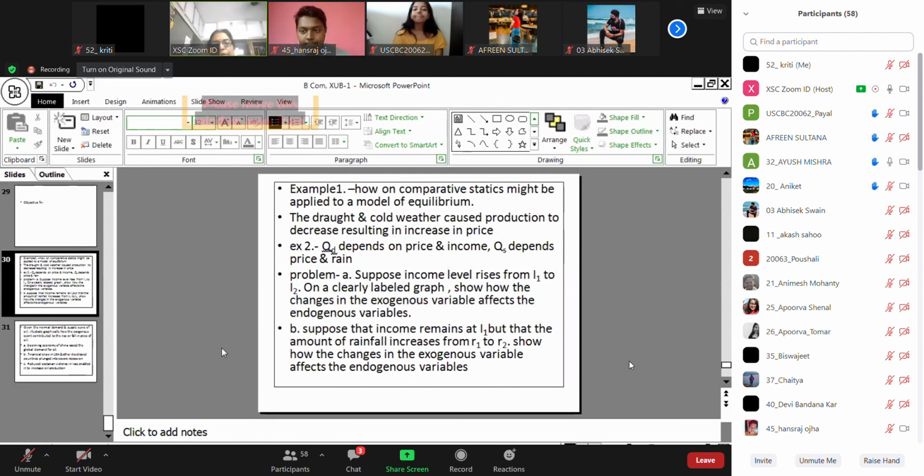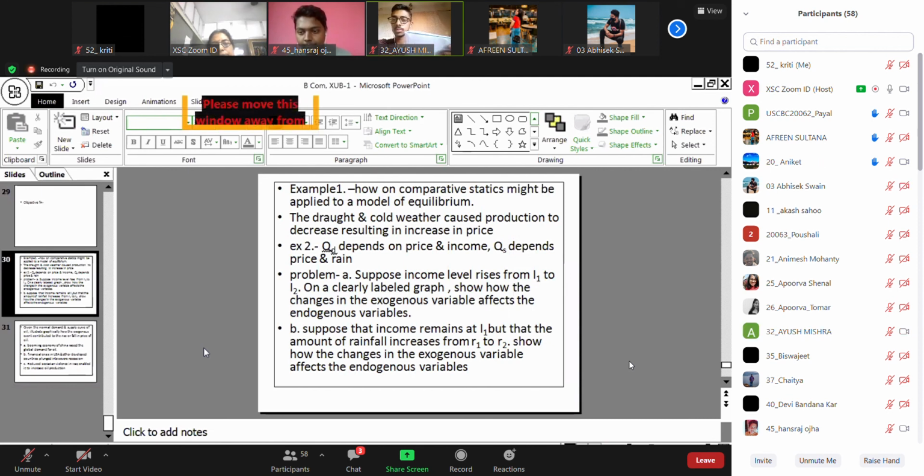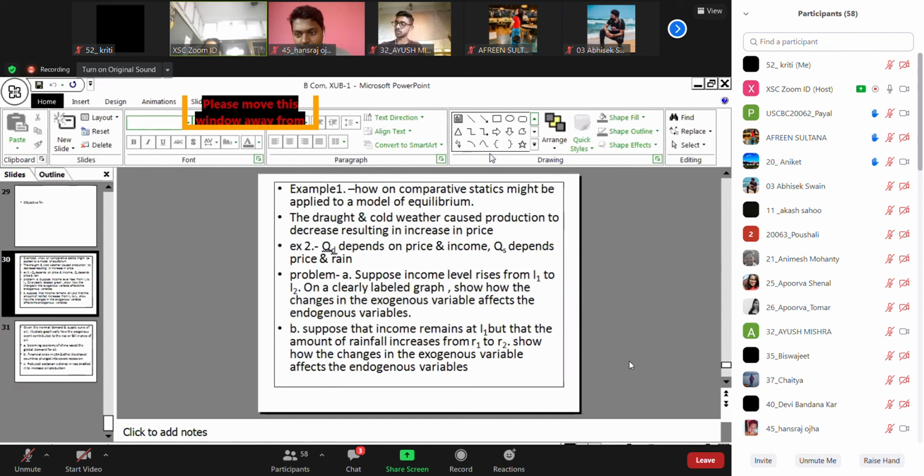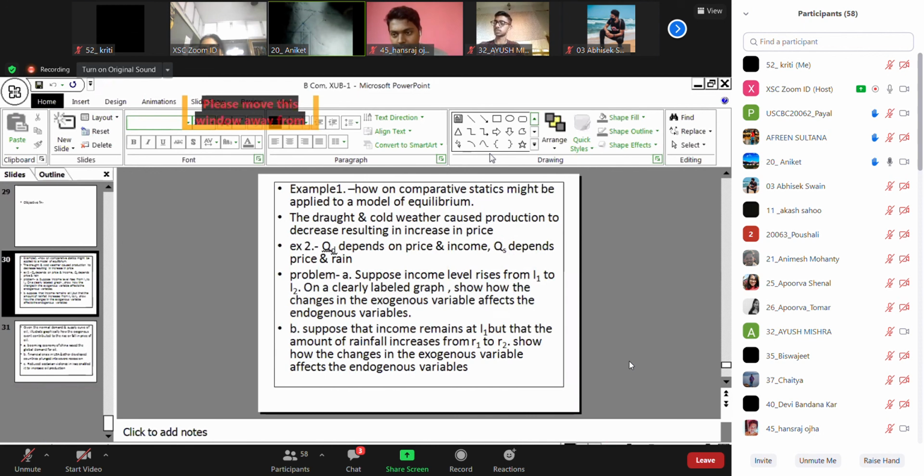Aniket, you show me your diagram. What have you done? Yes, ma'am. Show your diagram. Because of income, what have you done? You have shifted which curve? Again, show it clearly. Yes, ma'am.